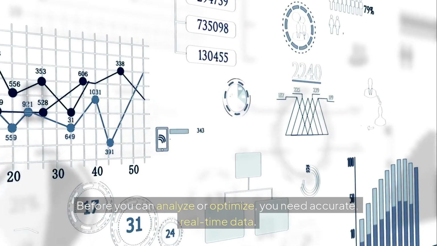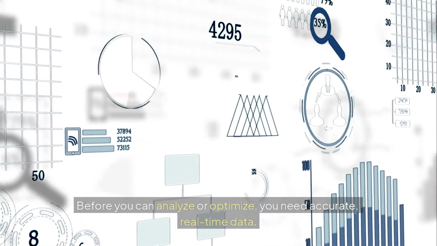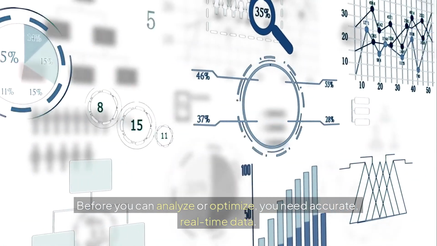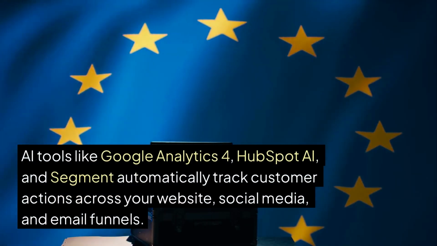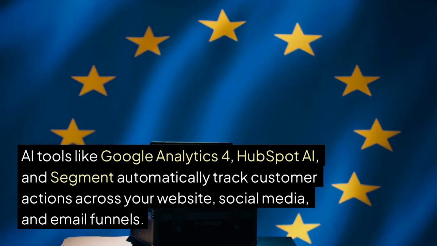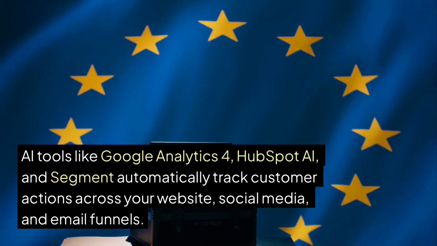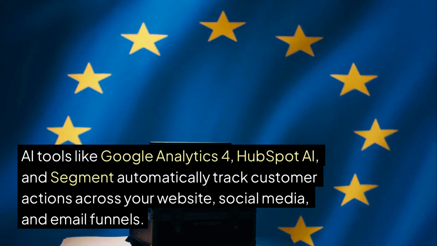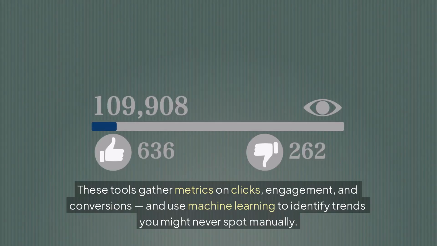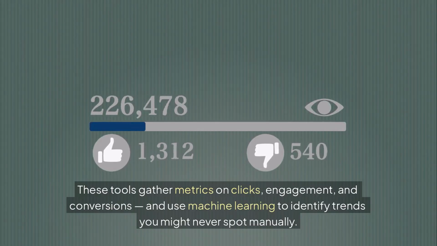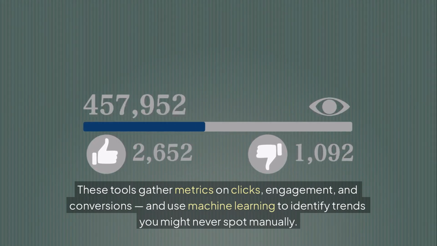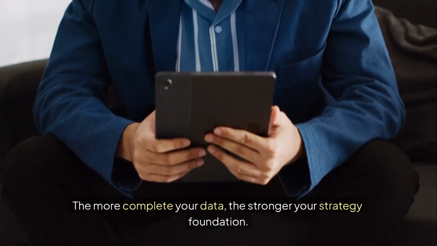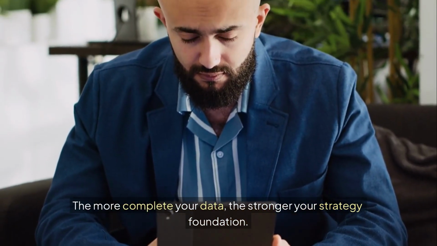Step 1. Collect the right data. Before you can analyze or optimize, you need accurate, real-time data. AI tools like Google Analytics 4, HubSpot AI, and Segment automatically track customer actions across your website, social media, and email funnels. These tools gather metrics on clicks, engagement, and conversions, and use machine learning to identify trends you might never spot manually. The more complete your data, the stronger your strategy foundation.